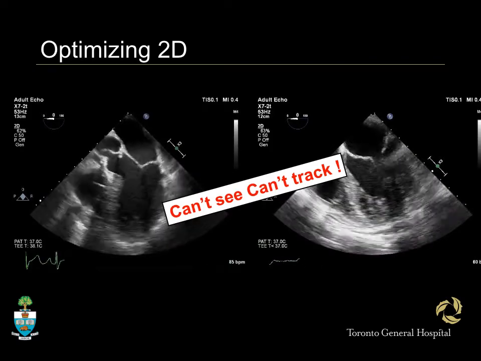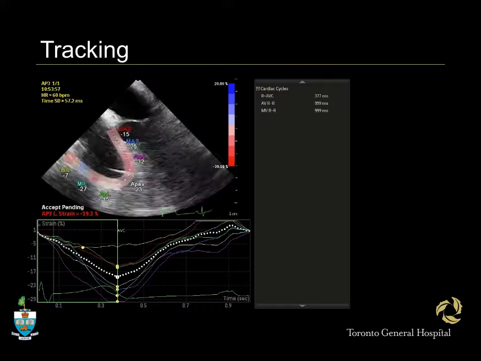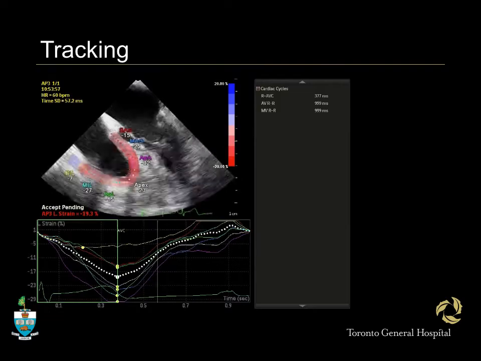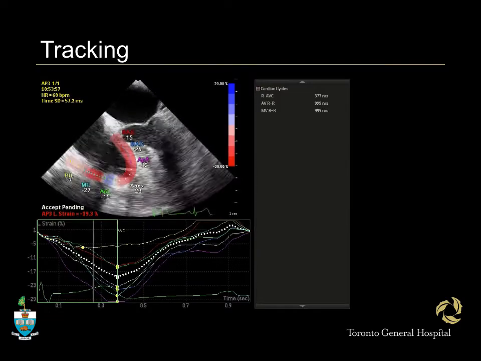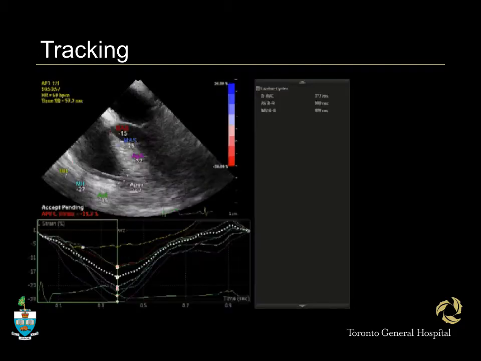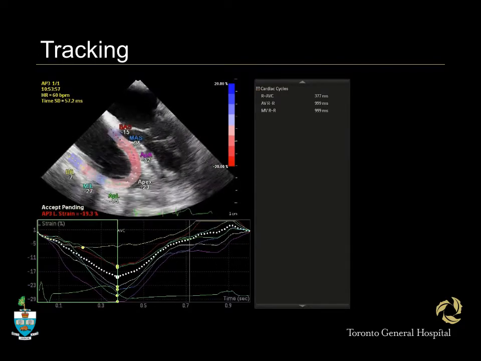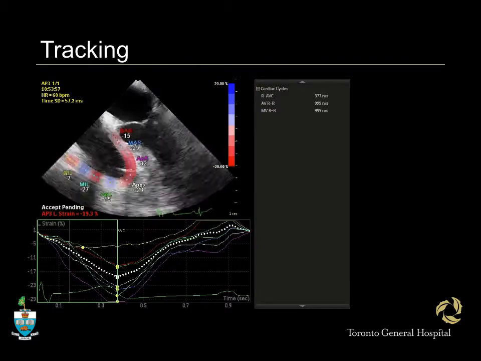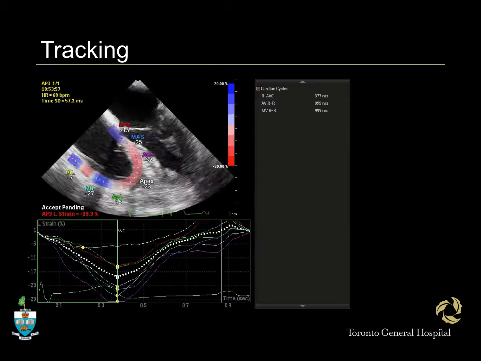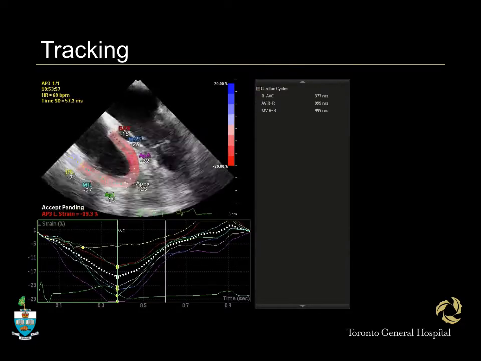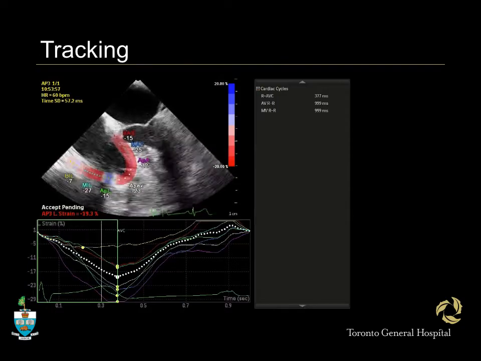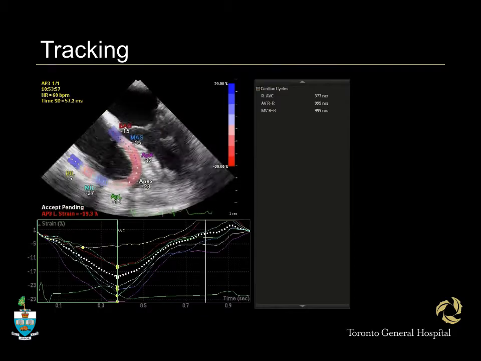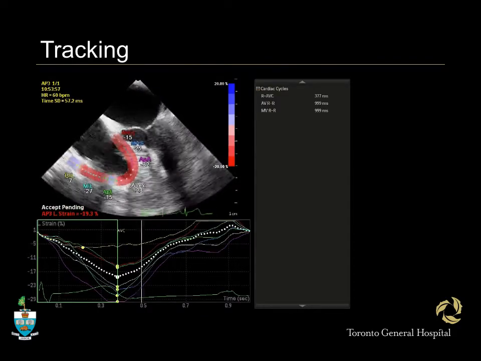So if you don't see the wall, you can't track the wall. The other problem is tracking. Tracking is how well your software is following the myocardium. And you can see here how the green dots don't really move that much, while my tricuspid valve moves way more than the green dots do. So the tricuspid annulus is moving much more than the actual dots. That means that the software, the computer, is not really following the tricuspid annulus. So this is going to give me falsely low strain values.